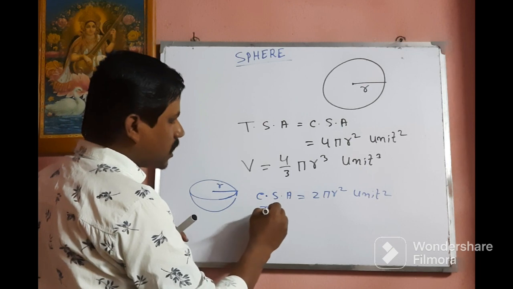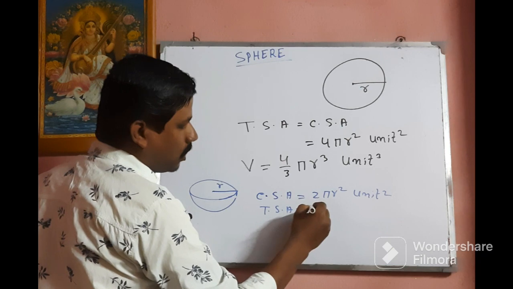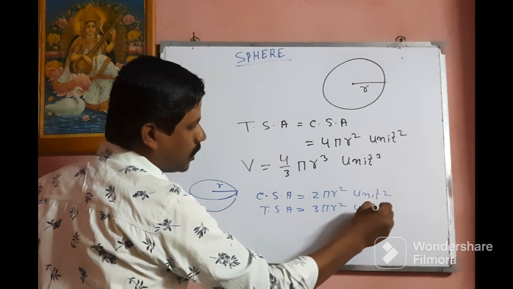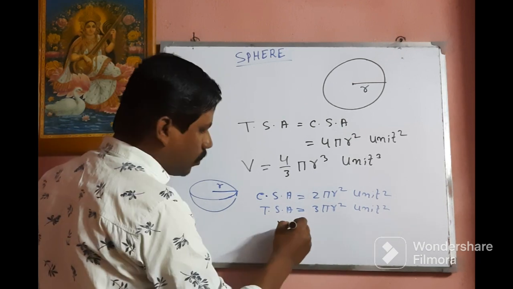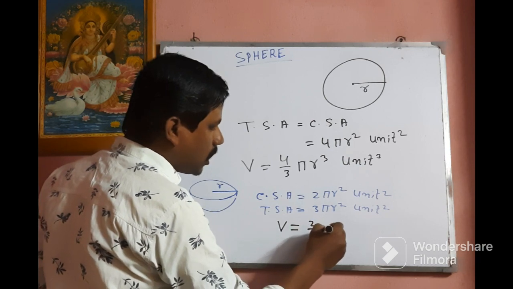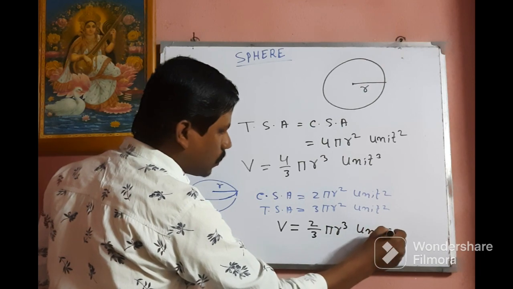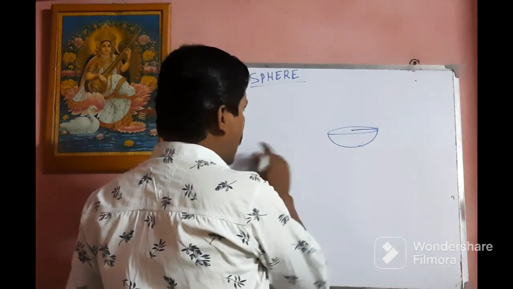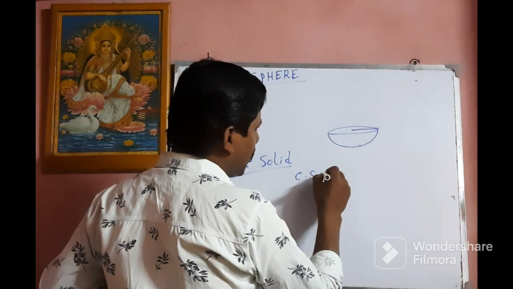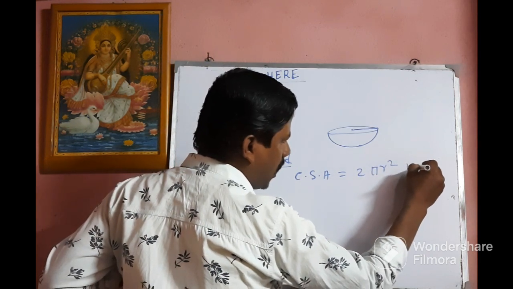Similarly, total surface area of the solid hemisphere will be 3 pi r square, and this will be the unit square. And volume of the solid hemisphere will be 2 by 3 pi r cube, and this will be the unit cube. And if the hemisphere is not solid, then curved surface area will be 2 pi r square, and this will be the unit square.